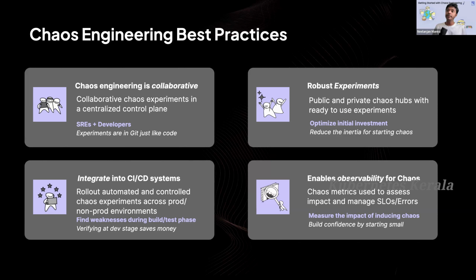Lastly, you need to enable observability for chaos, because as I always say, without observability, chaos engineering is simply chaos. You won't be able to figure out what component of your application is actually weak if you don't have proper observability with your application. So yeah, that's a very compact way of describing a good chaos engineering practice.